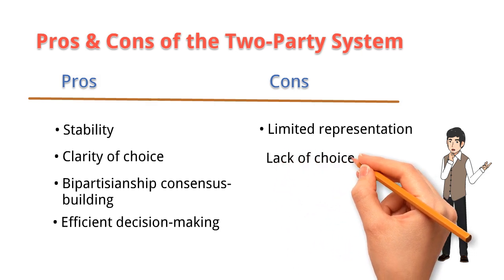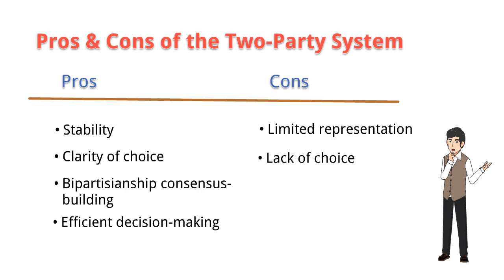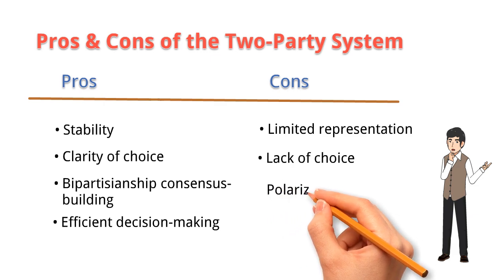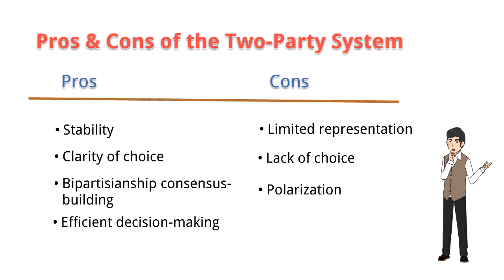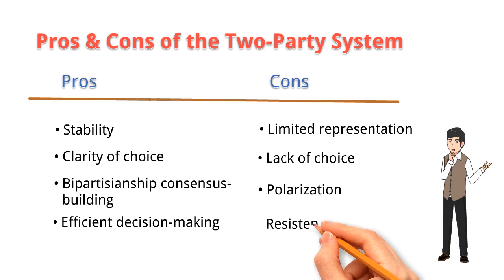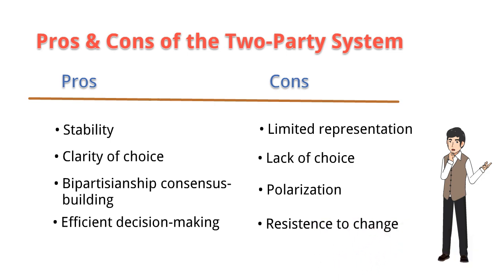2. Lack of choice. Some critics argue that a two-party system limits the range of choices available to voters. This can lead to voter frustration and a sense of disenfranchisement. 3. Polarization. Two-party systems can sometimes foster polarization and cause gridlock in decision-making. This can lead to a more confrontational political climate, where compromise and cooperation between parties become more challenging to achieve. 4. Resistance to change. In a two-party system, the dominance of the major parties, coupled with existing institutional and cultural frameworks, can limit opportunities for political innovation and change.